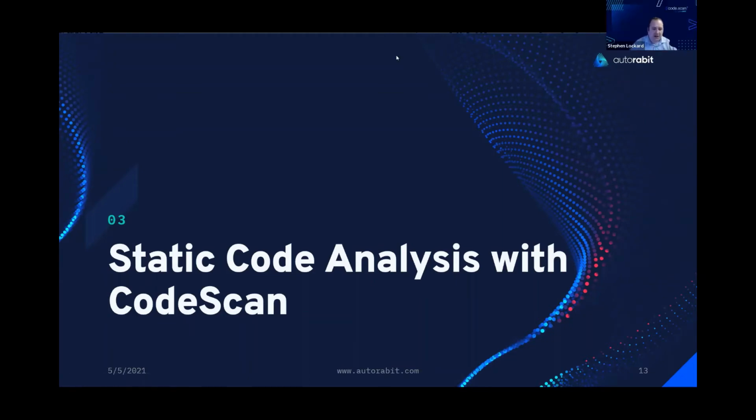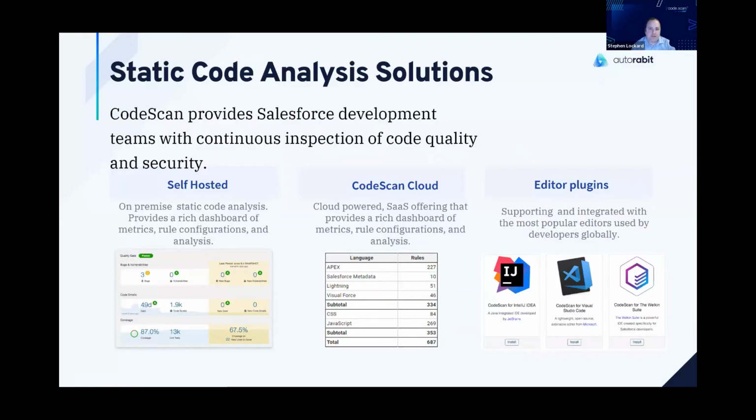Thank you, Vignesh. I'd like to talk a little bit about static code analysis and CodeScan in general. Static code analysis is a suite of tools that analyze your code and check for symbolic and programmatic errors without compilation. CodeScan provides Salesforce development teams with continuous inspection for their code quality and security. We have self-hosted and cloud offerings so we can fit into your pipeline wherever it is best. We also offer editor plugins so that, as Vignesh mentioned, your developers can shift those quality checks all the way to the left, stopping a lot of issues before a pull request ever even happens.